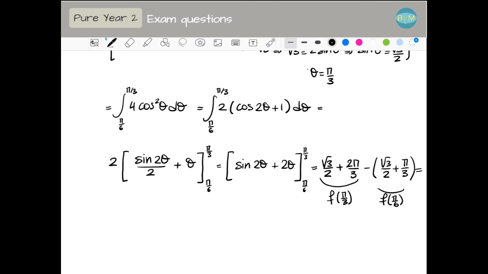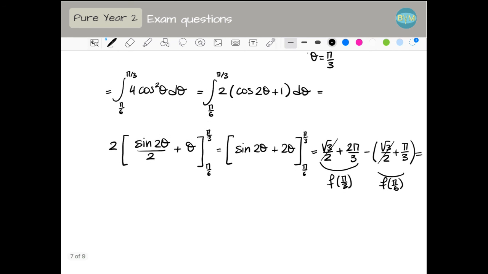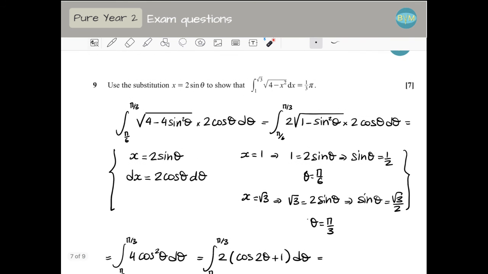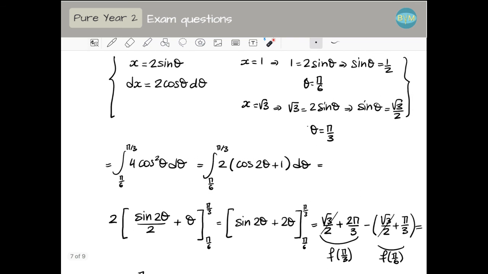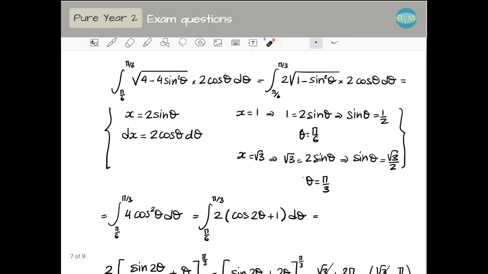And then I just put this together, so root 3 divided by 2 minus root 3 divided by 2 is 0, and 2 pi over 3 minus pi over 3 is equal to pi over 3. And that's what we have to prove, 1/3 of pi, or pi over 3. So that's all with this question. I think the important bit is that you know how to integrate cos squared, and if you haven't done it before, it's difficult to think of. To integrate cos squared or sine squared, we are going to use the double angle formula. And that's all with this question.